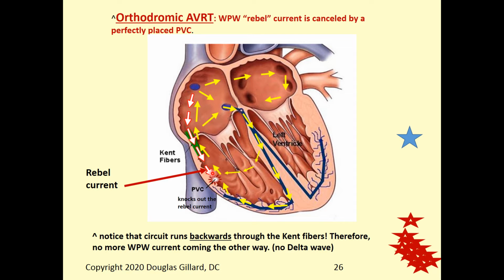Usually there's a collision here. So as usual, the rebel current goes down the Kent fibers and is marching. Delta wave occurs. It's marching in the right ventricle in this case. The regular current, or SA node generated current, goes through the AV node. It gets held up for a minute. It gives time for the rebel current to march forward, but then it gets released and it goes lickety split down the Purkinje system. But something happens while it's hung up in here, and normally they would collide here, right?